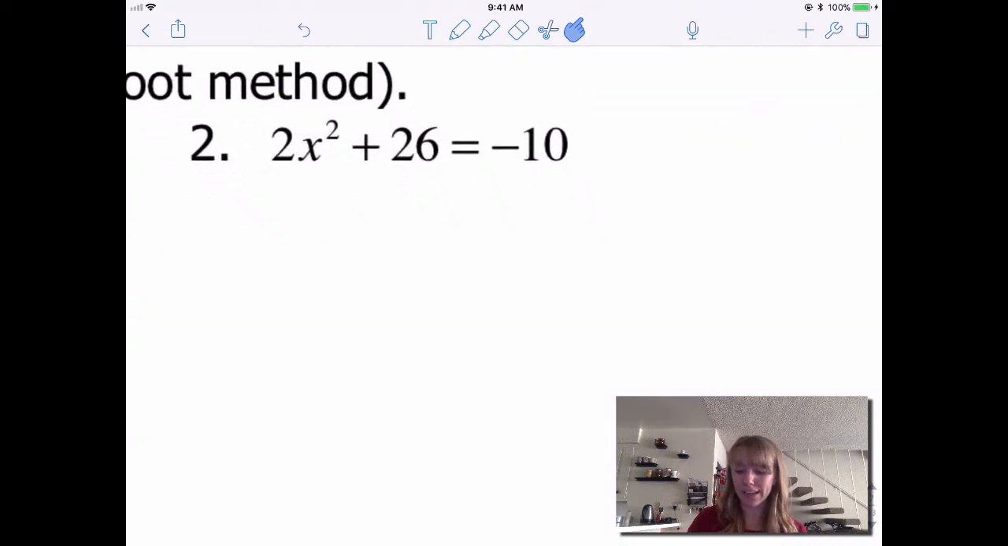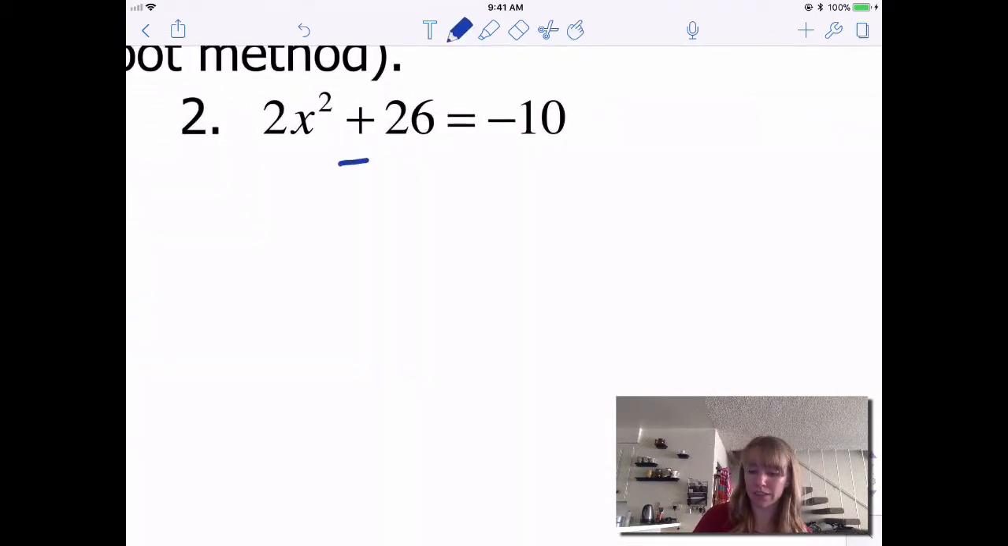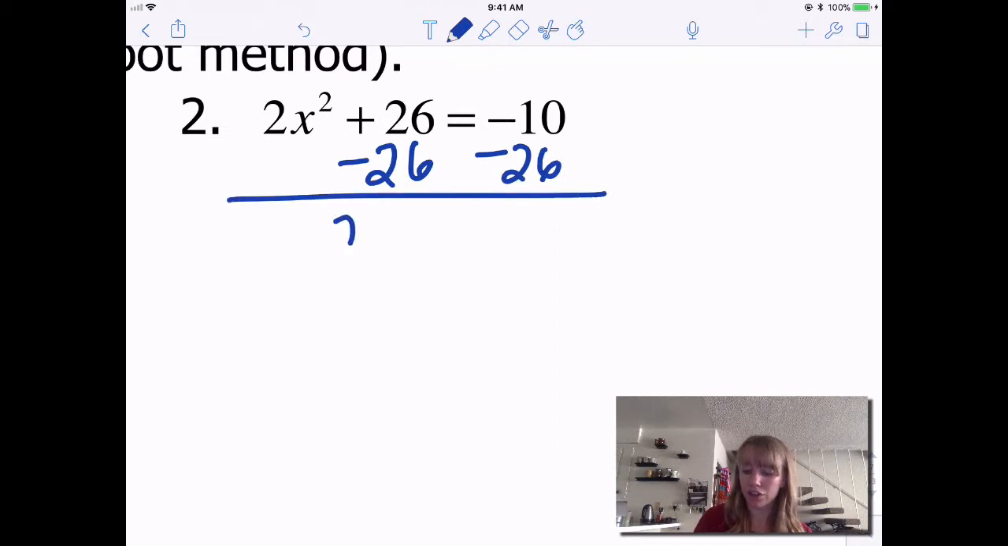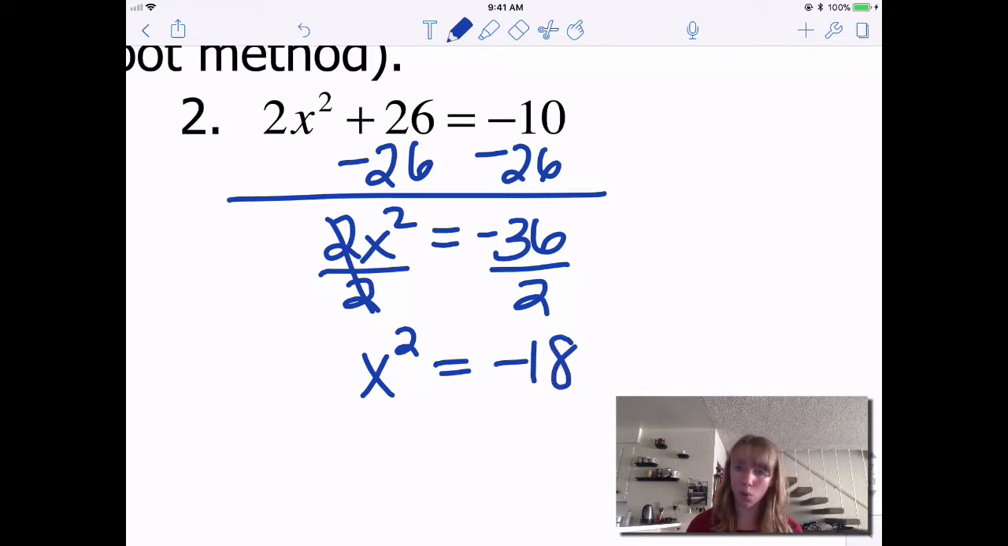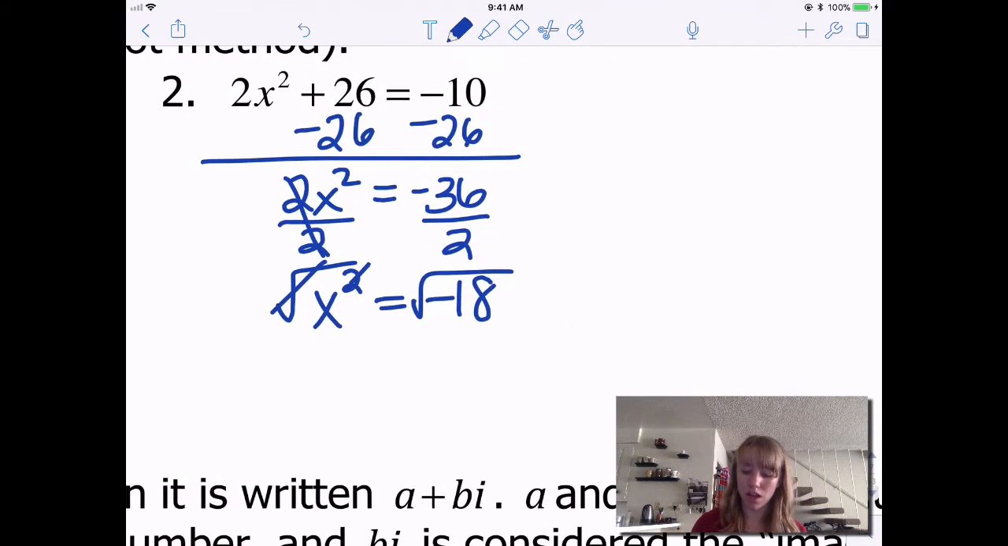So number 2 is exactly like it. I'm going to subtract 26 this time. And I'll get 2x squared is equal to negative 36. Remember to divide next. x squared is equal to negative 18. And since we know i, we can take a square root on both sides. Square root and squares cancel. And what I'm left with is x is equal to the positive or negative.